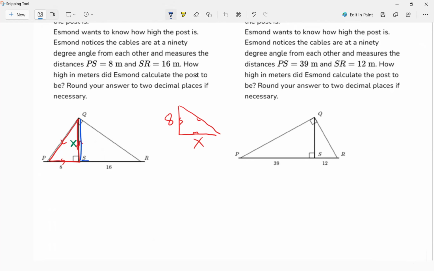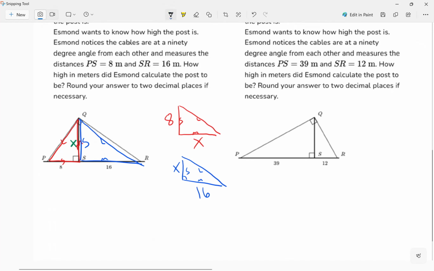Then let me do a blue triangle here. Here's the small side, medium, and large of the blue triangle. So small, medium, and large. The small side is X. The medium side is 16, and the large side is empty. I don't know it.